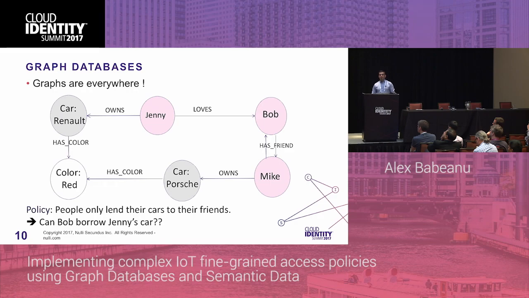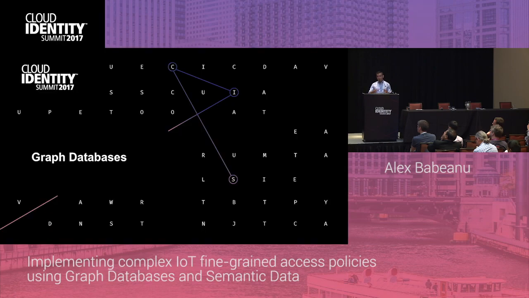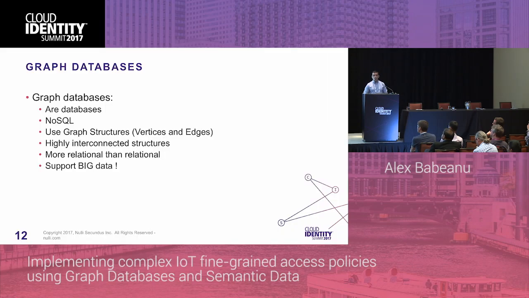A word about graph databases then, now that we've seen what graphs are. I'm sure you're all aware, but just in case, graph databases are NoSQL databases. They use graph structures to represent their data. They use vertices and edges. They are highly interconnected structures, and they're more relational than relational databases, really. As you can see, all these relationships between all these nodes make them very relational. And they support big data.